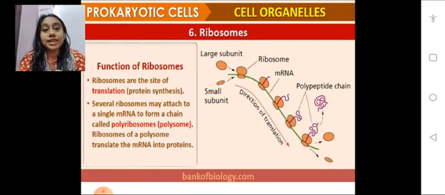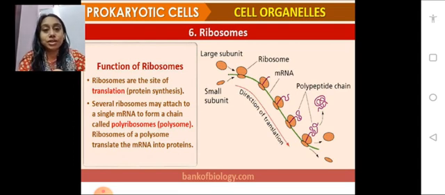The prokaryotic cells have a different ribosome. The ribosome is of what? 70S, and we came to know that these ribosomes have two subunits, the larger subunit and the smaller subunit. These ribosomes are not dispersed in the cytoplasm, but they are bound to one mRNA. You can see in that image the mRNA, in green color. The mRNA has so many ribosomes stuck to it.